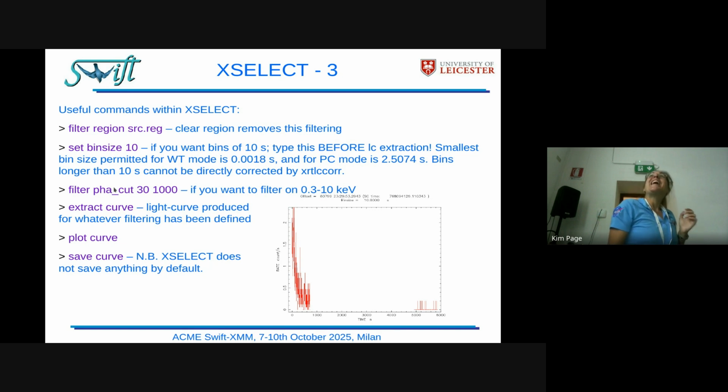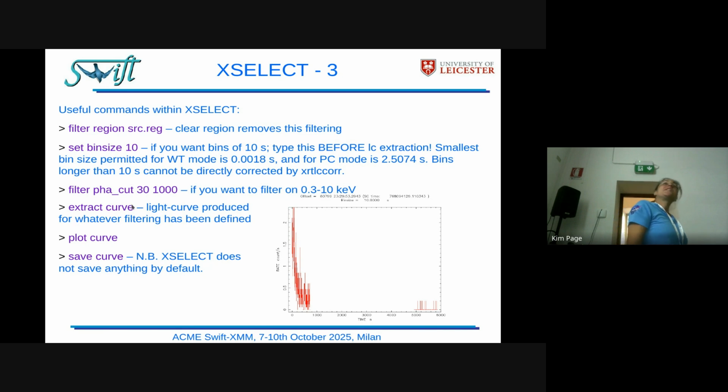However, everything is done in terms of PHA channels, not energy. Now, one channel is 10 eV for Swift. So if we say we want 0.3 to 10 keV, we would say filter PHA cut 30 to 1000. So 30 channels means 300 eV, 0.3 keV. 1000 channels is 10,000 eV, 10 keV. So there's this factor of 10 that you have to remember if you're doing energy filtering.